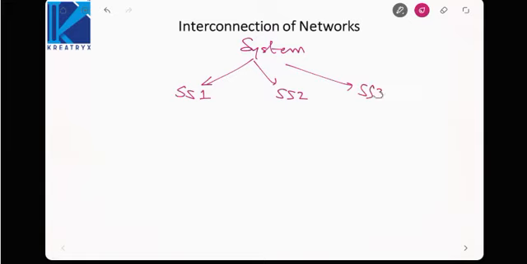Each of these subsystems can be modeled as a two-port network. That means a complex system may be considered as an interconnection of multiple two-port networks. So if you want to describe the entire system itself as a two-port network, then we have to determine the two-port parameters for this complex system in terms of the two-port parameters of its subsystems. So we have to derive two-port parameters.